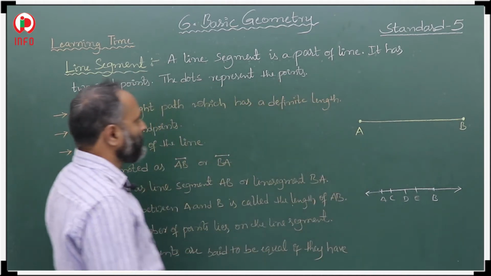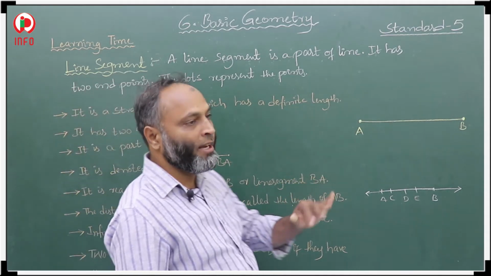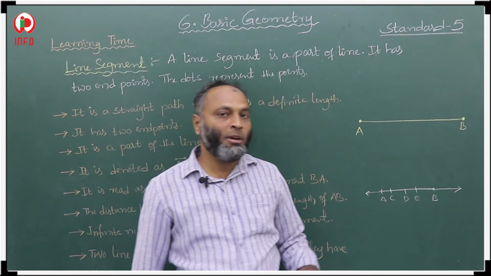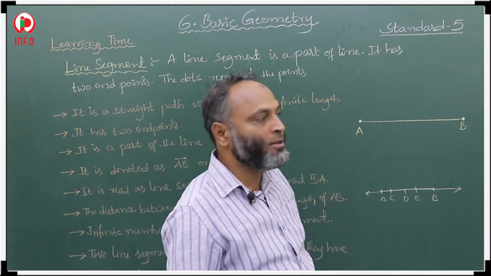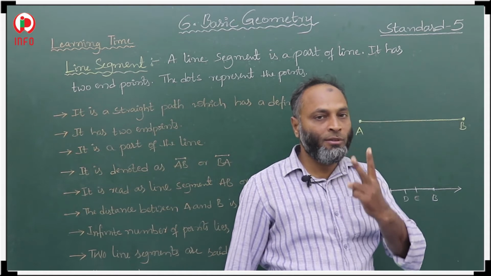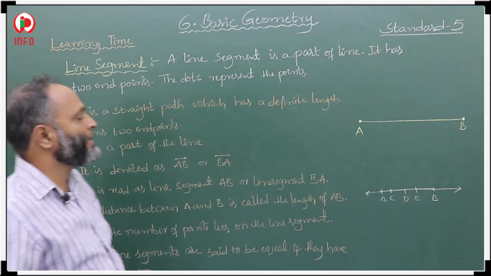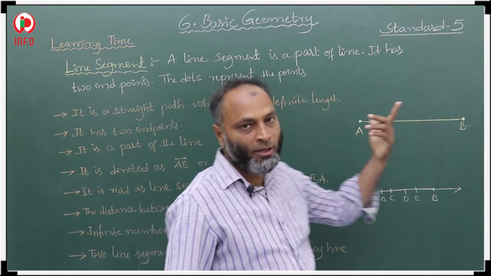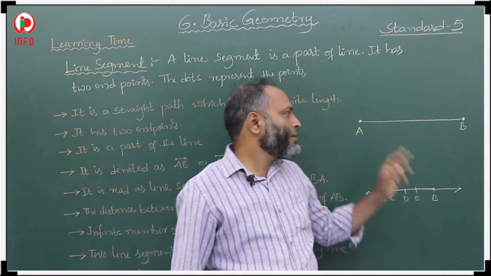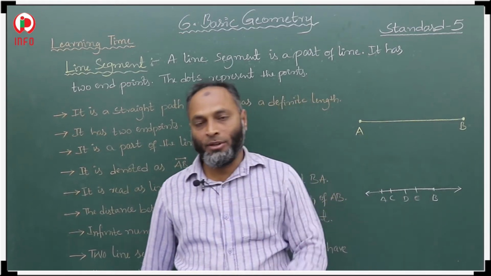Now after that, it has two endpoints. In a line we don't have any endpoints, so it extends in both directions. But in a line segment we have two endpoints. How many endpoints? Two endpoints. This is one endpoint, this is another endpoint. The dots represent the points. We know how to represent a point using dots or the tip of a pencil. These two dots represent points.